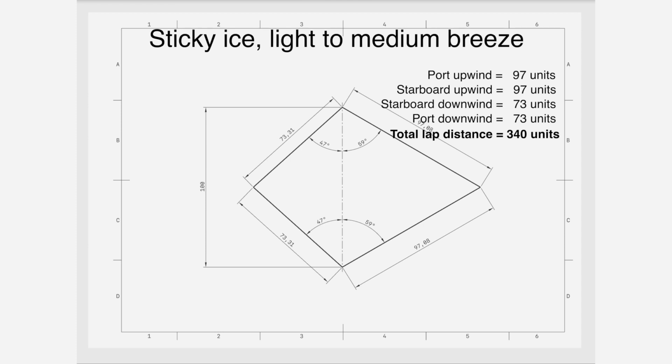Divided by the race course length, we get a lap factor of 3.4. And if the race is 3 laps, then the perfect race factor is 10.2. This means if the race course is 2000 meters, perfect race distance would be 2000 multiplied by 10.2, which is over 20 kilometers sailed.